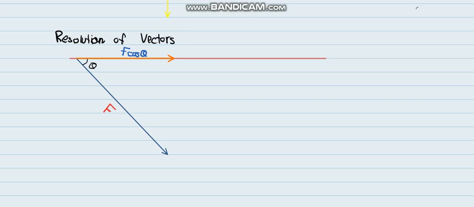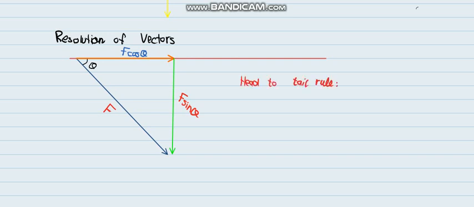Now the component alongside theta is always cos. So this, which is the horizontal component, is F cos theta. It is F cos theta because it is alongside theta. Next is the component which is in front of theta. This is in front of theta, so this is F sin theta. Always remember that the component in front of theta is always F sin theta, and the component alongside theta is always cos theta.